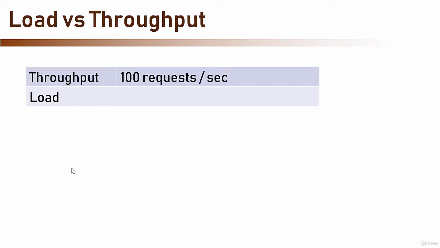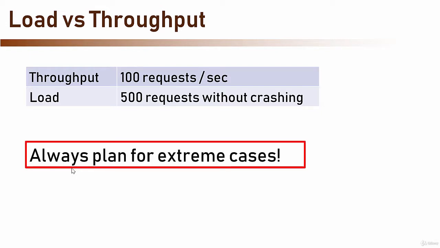But the system should be able to handle 500 concurrent requests without crashing, even if those requests will take more than a second to complete. This definition is important, since the worst thing that can happen to a system is to crash under heavy load. Users can tolerate a slowdown when there is a load, but they won't like it if the system will crash and burn. So the best practice here is to always look at peak numbers.